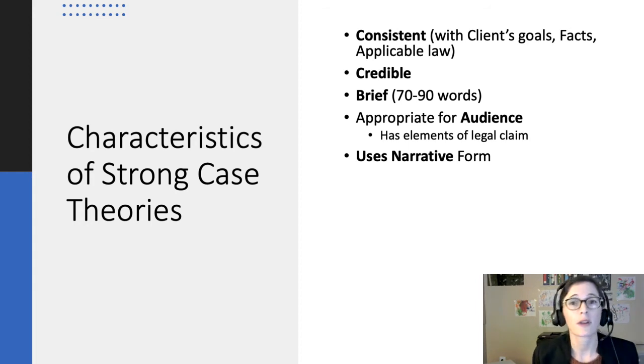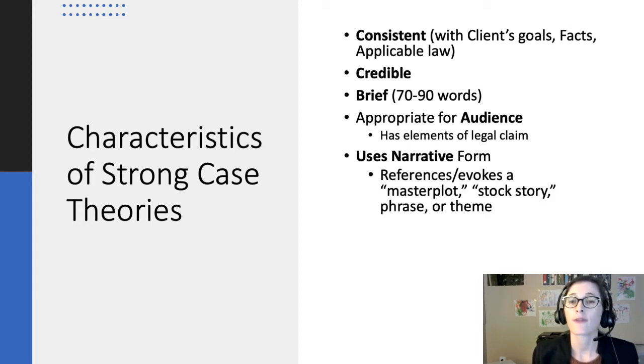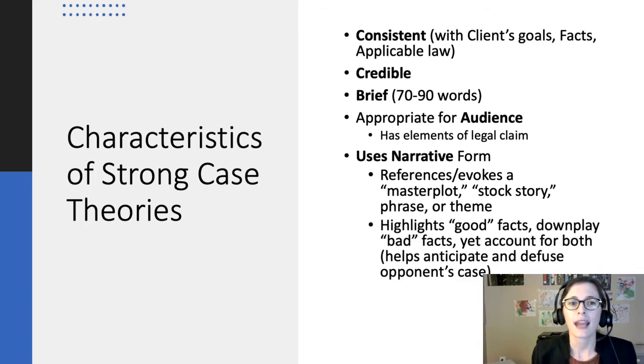It references or evokes a master plot, a phrase or theme. It highlights the good facts and downplays the bad facts, yet accounts for both. And it's emotionally appealing. Again, we want the audience to root for our client.